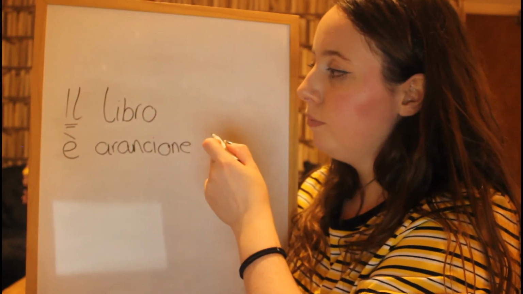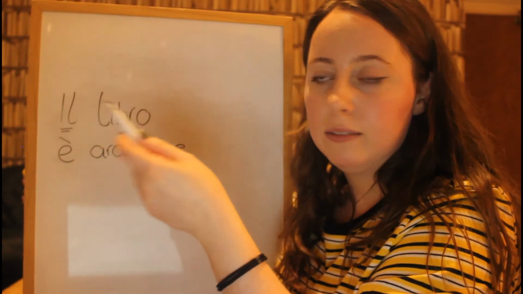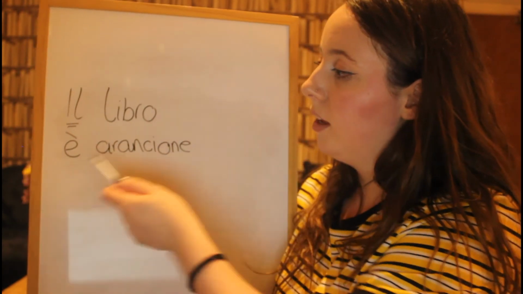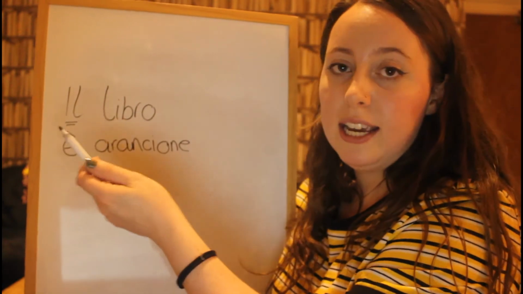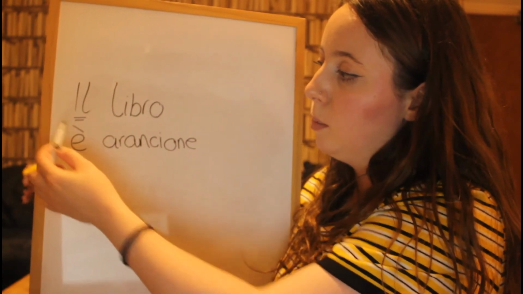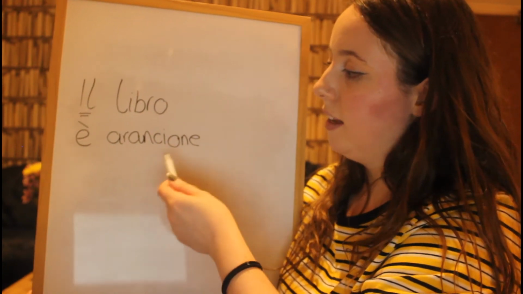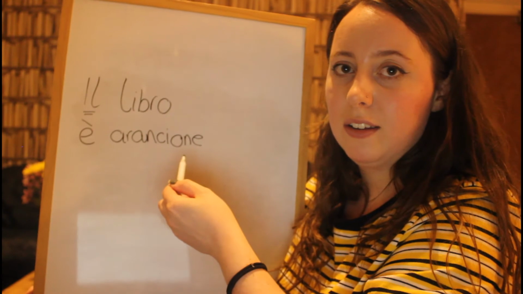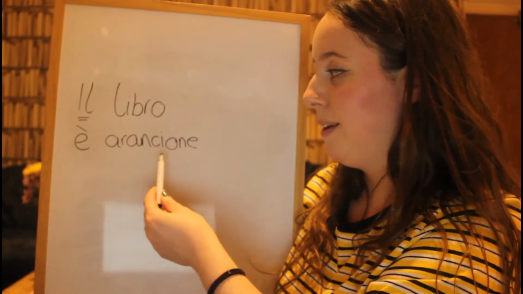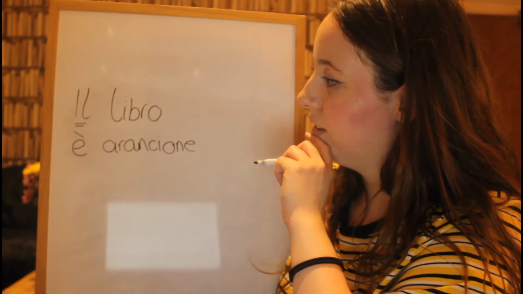Libro, you can see the roots in English, book, library, that's where that comes from. È is always with an accent going upwards at the start and sloping downwards, and then the favourite word, or not, as the case may be, arancione, orange. The book is orange. Okay.